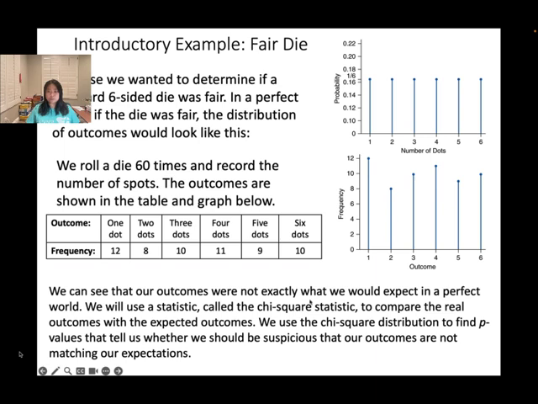From chapter 7, chapter 8, chapter 9, we introduced the Z distribution and the Student t distribution. Now, this is a new distribution called the chi-square distribution. We're going to use the chi-square distribution to compare the real outcomes with the expected outcomes, and we use it to find the p-values. That tells us whether we should be suspicious that our outcomes are not matching our expectation.